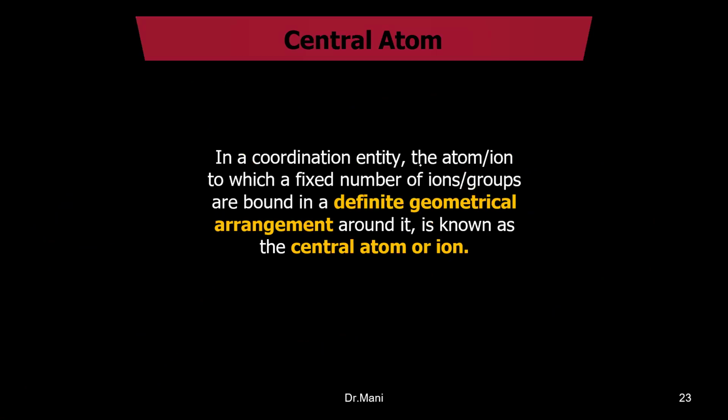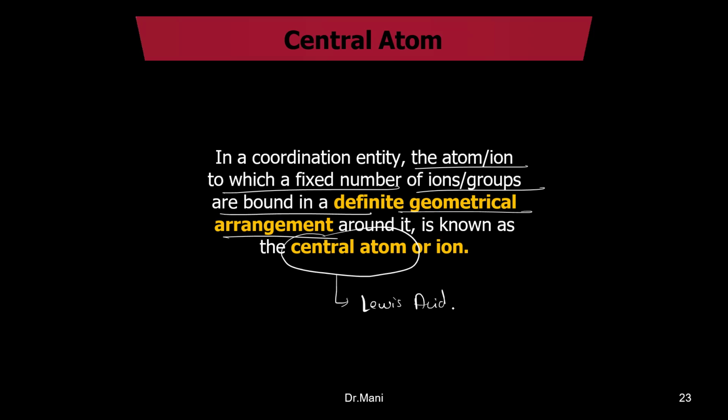So see here. In a coordination entity, the atom or ion to which a fixed number of ions or groups are bound in a definite geometrical arrangement, that we know as the central atom or ion. Okay. And remember, here the central atom or ion is always a Lewis acid. So Lewis acid, we say it as it is accepting the lone pair. Accept lone pair, or you can say lone pair acceptors. Okay.